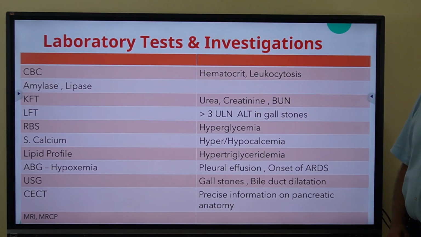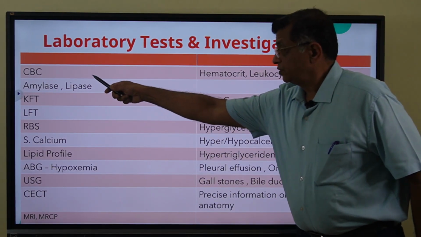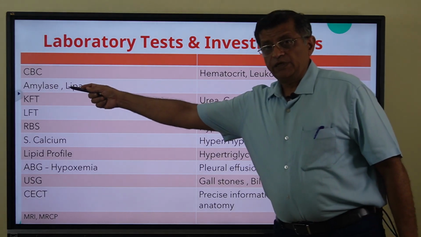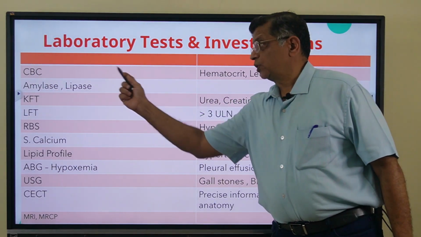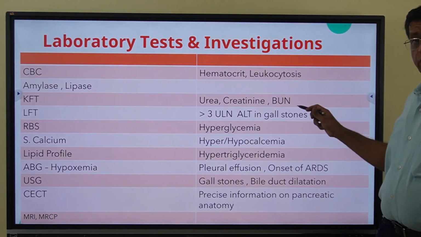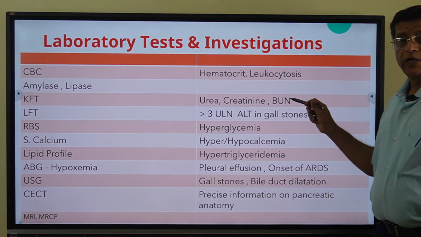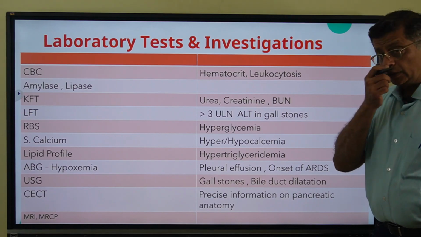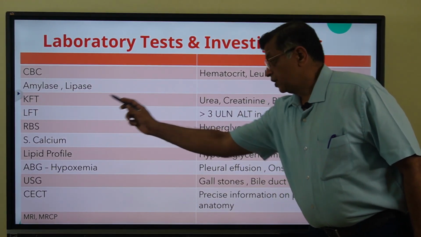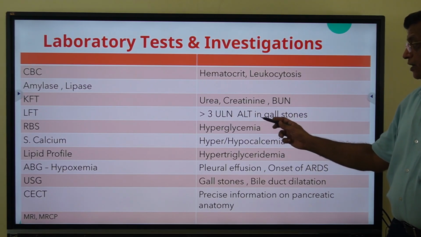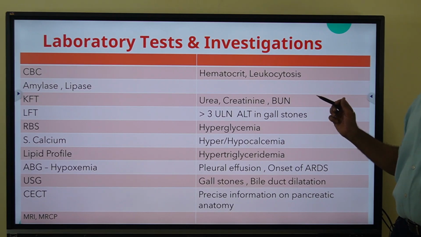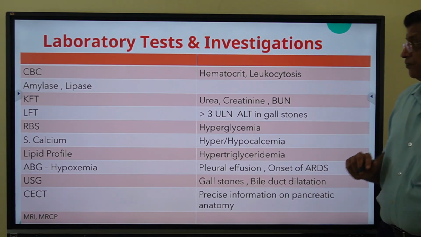So what are the investigations you advise? CBC to look at hematocrit and leukocytosis. Amylase and lipase are the main investigations, we'll come to them. Kidney function tests: urea, creatinine and BUN. BUN is very important in acute pancreatitis to see the status of hydration. We will come to it. Liver function test: if the ALT especially is more than 3 times the upper limit of normal in gallstones, that helps in diagnosis.